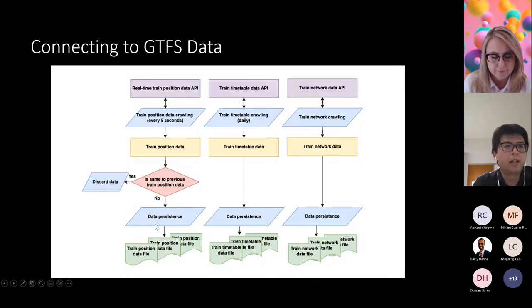The way to connect the other two types of data is quite similar, but with a different frequency. For the timetable data, we update the data on a daily basis. But for the train network data, the frequency could be much lower because the data doesn't change very often. So that's how we collect the data using GTFS data as an example.